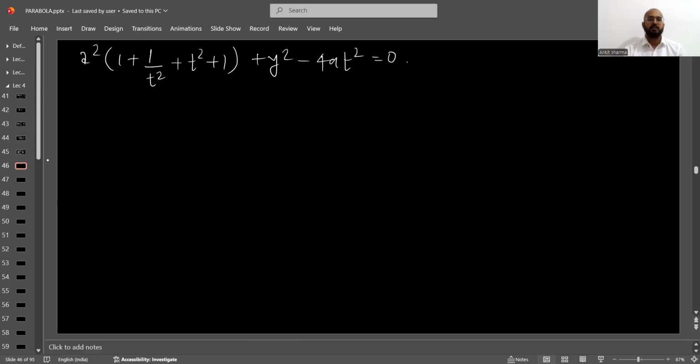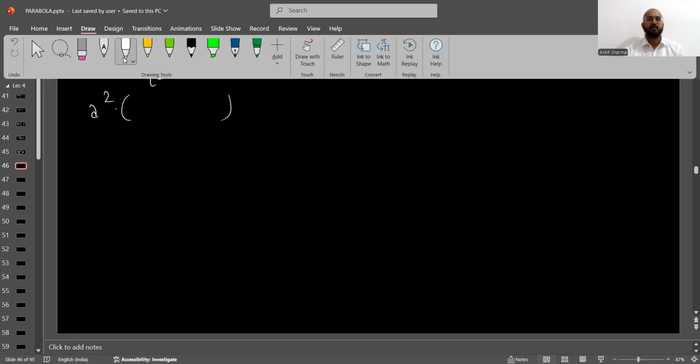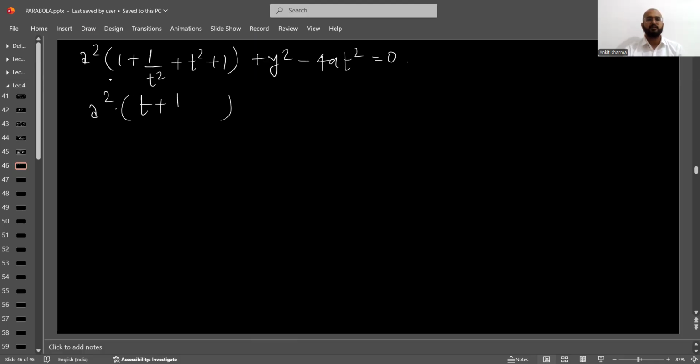Now this thing turns out to be a square into t square plus 1 by t square plus 2, which can be written as t plus 1 by t, the whole square. And then again plus y square minus 4a t square is equal to 0.